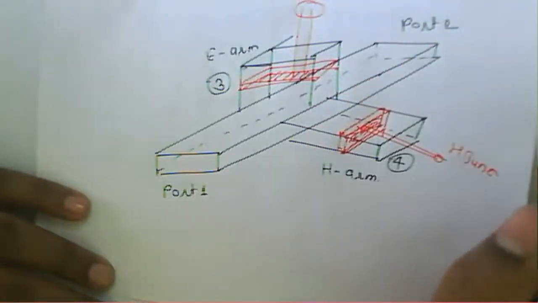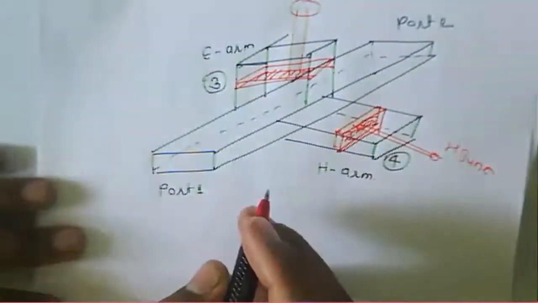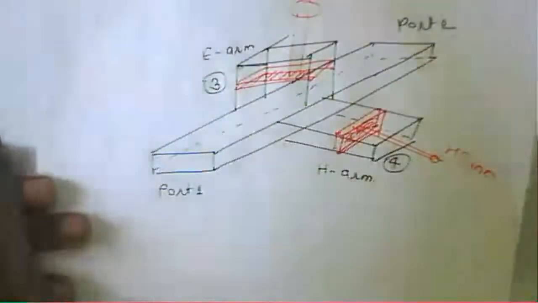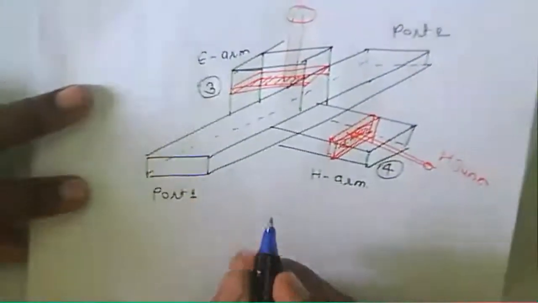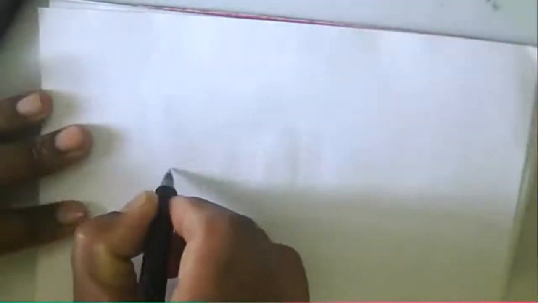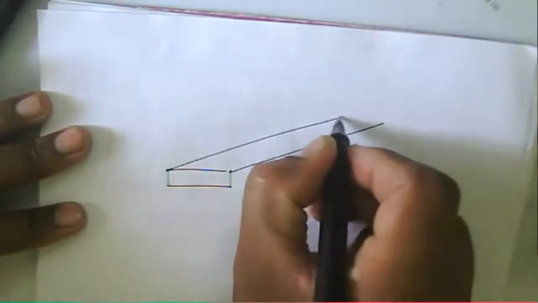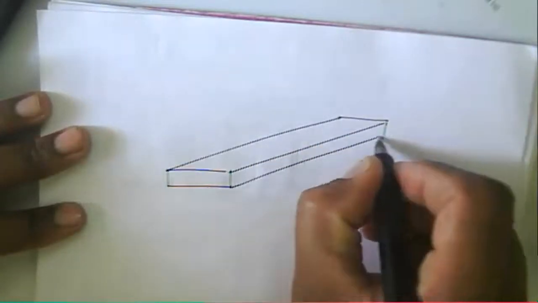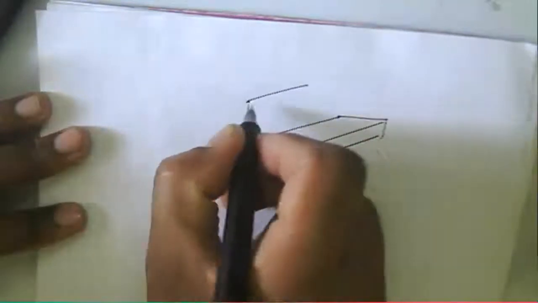Next, if you consider a balanced mixer, in a balanced mixer, what happens if you provide input? Suppose, instead of that particular short, I just consider, okay, again I'll redraw the magic tee here. So now whatever arm we have, this is nothing but a magic tee.